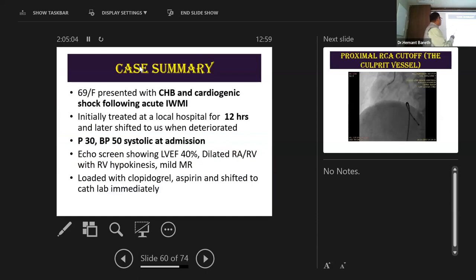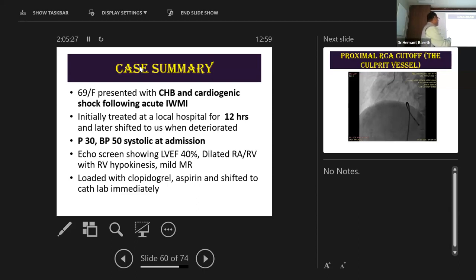So, a case: 69-year-old female, complete heart block, presented with acute inferior MI. She presented to a local hospital for 12 hours, coming out of the window period, and so thrombus is getting organized, but you have to do this procedure because the patient is in cardiogenic shock. So you can't say it is out of window period and now nothing is to be done. You have to do something because the patient is in cardiogenic shock.